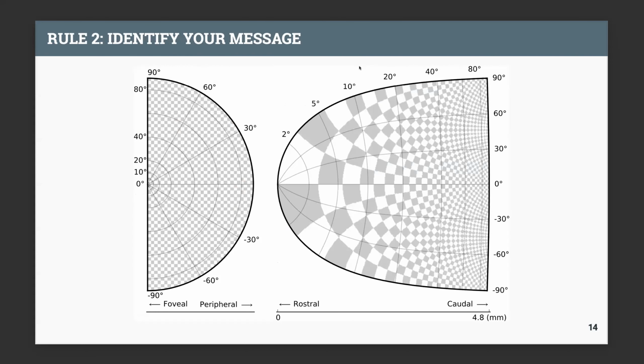The second rule is to identify your message. The point is that if you are making a figure, what do you want to show in your figure? Generally, you're making a figure because it would be too long or too cumbersome to explain everything with text. But then when you're making the figure, it's not for the pleasure of making a figure. The idea is really to show what is the main message.